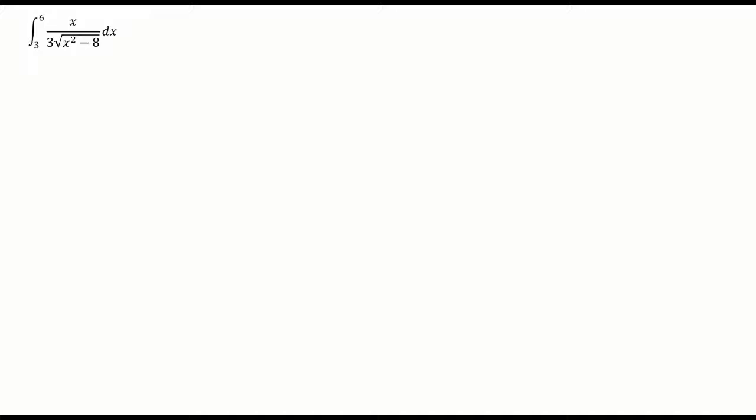In the first one, we have this definite integral. We're going to have to evaluate it from 6 to 3 at the end. X divided by 3 times the square root of x squared minus 8. Now, you will probably see this problem as you're dealing with some inverse trig integrals, and looking at this, it looks a whole lot like an inverse sine or an inverse secant.